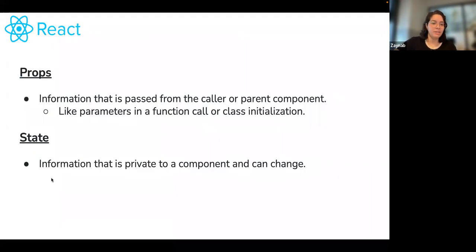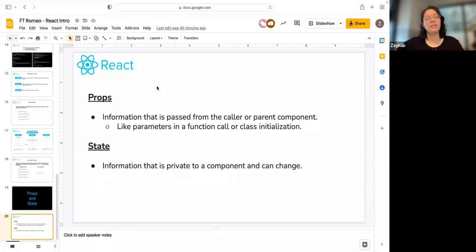And this is just a reminder, props is pretty much just information that is passed from the caller or the parent component. It's like parameters in a function call or class initialization. So when you're first instantiating an object or something like that, this is what this is. And then state is information that is private to a component and is able to change. And that is it for our slides.